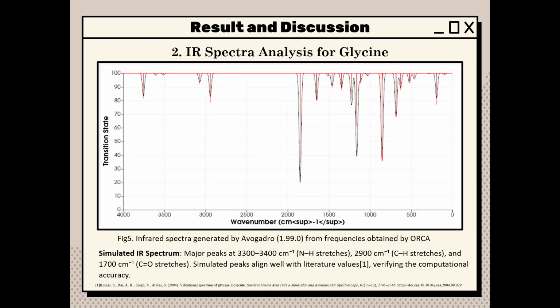Now on to glycine, an amino acid essential in biomolecular systems. I simulated its IR spectra and observed the major peaks at 3300 and 3400 cm inverse for the NH stretch. Also 2900 cm inverse for CH stretch and 1700 cm inverse for the CO stretches. These peaks align with the experimental data, validating the computational approach. This analysis confirms glycine structure and helps explore its role in proteins.